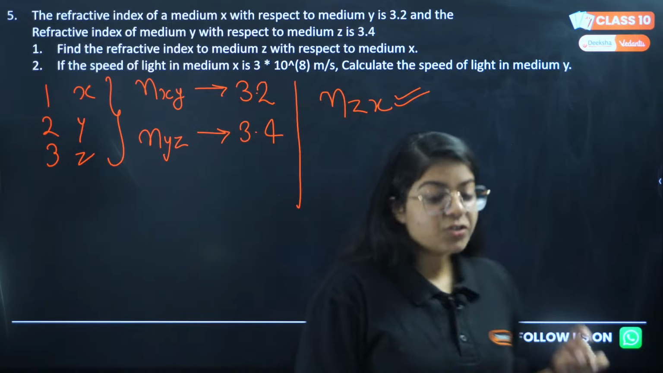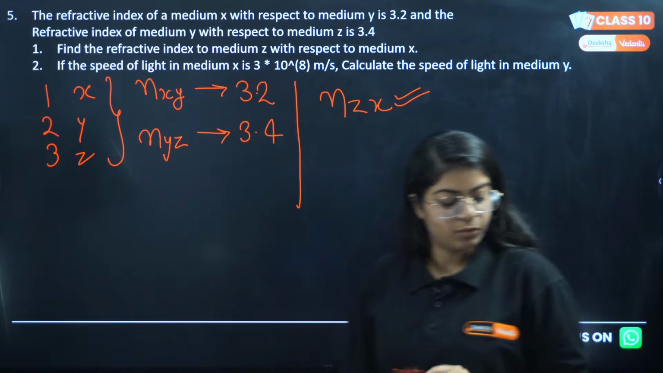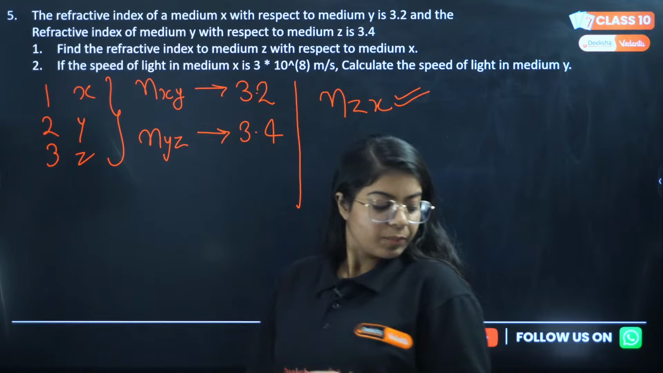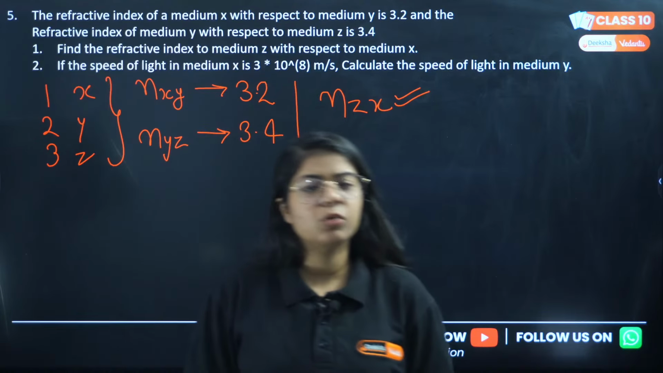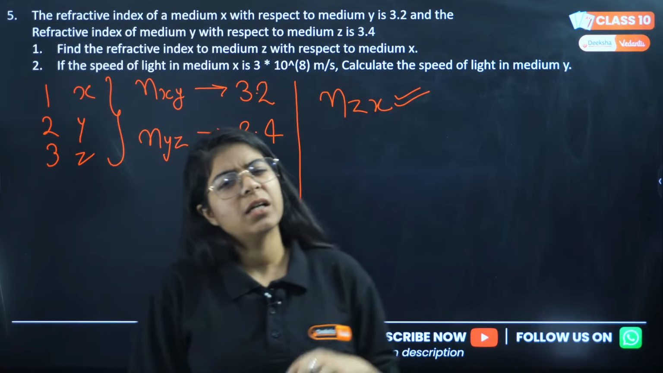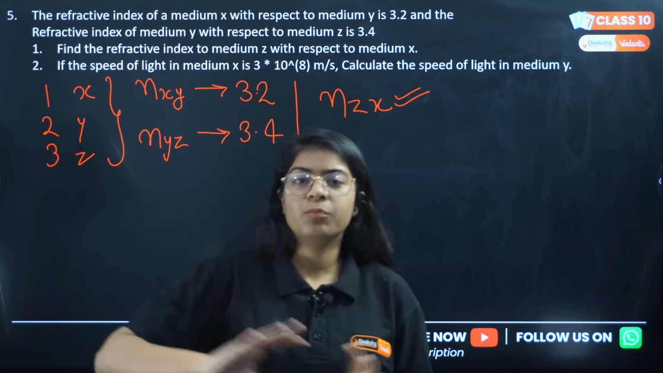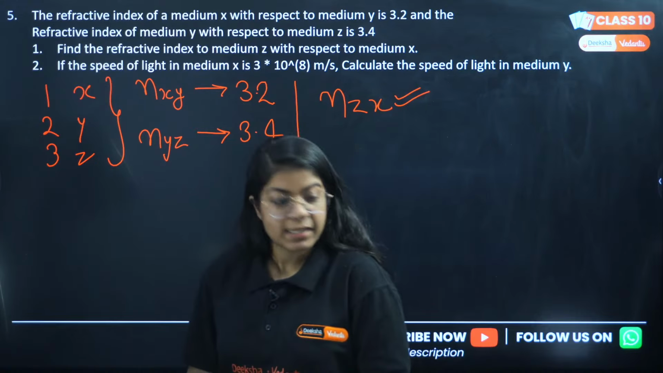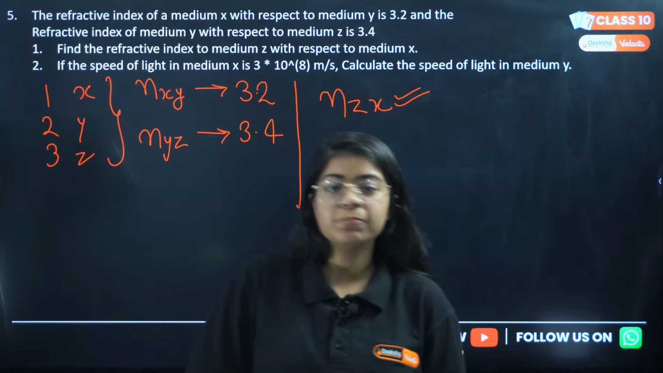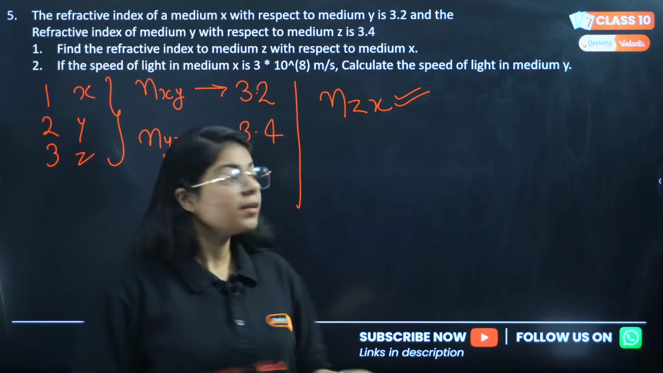I have asked you to keep a pen and paper with you so that you can solve the questions, okay? Again, from light you will get plenty of questions. From human eye you won't get, other than power, any numerical to solve, but you will have theoretical questions and conceptual questions on defects. Okay, let's see the answer.